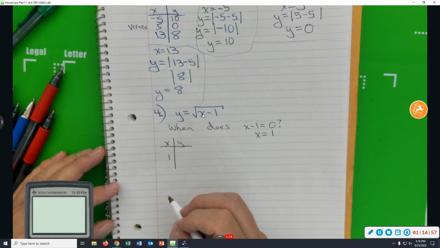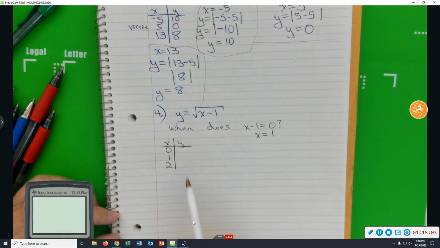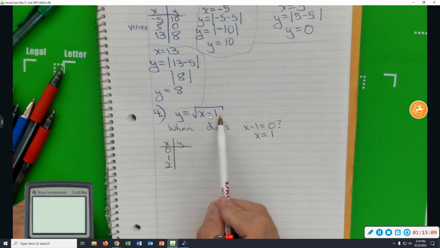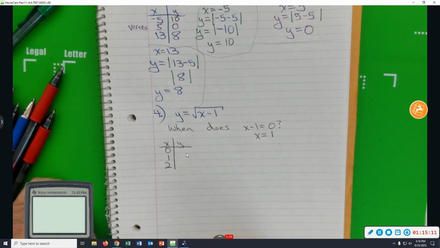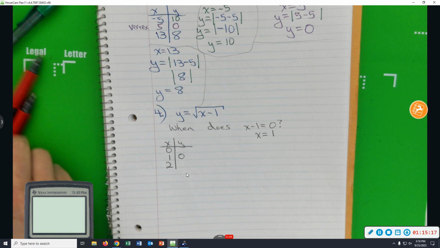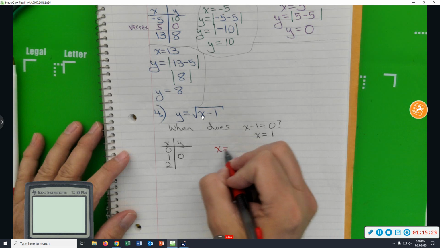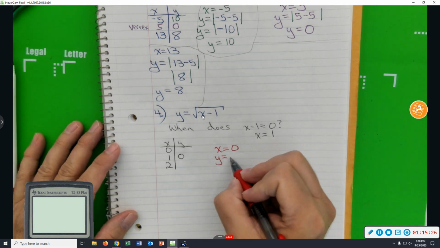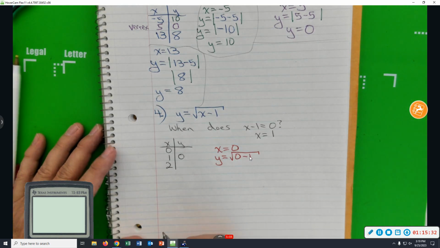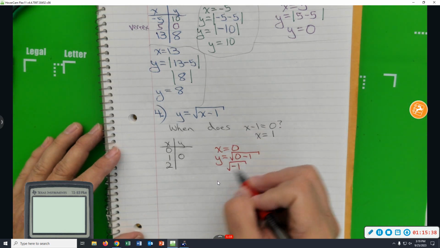Well, let's choose some numbers on either side of 1. Suppose we tried to use 0 and 2. Let's fill in 1 first. 1 minus 1 is 0, and the square root of 0 is 0. Okay. Let's try plugging in 0. X is equal to 0. We get y equals the square root of 0 minus 1. What's 0 minus 1? That's a negative 1. What's the square root of negative 1?